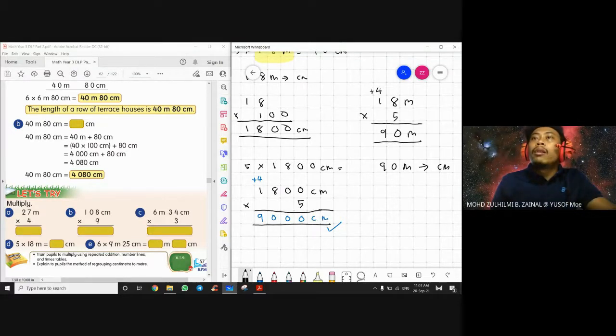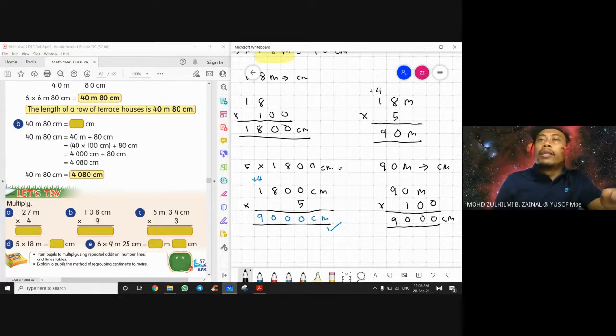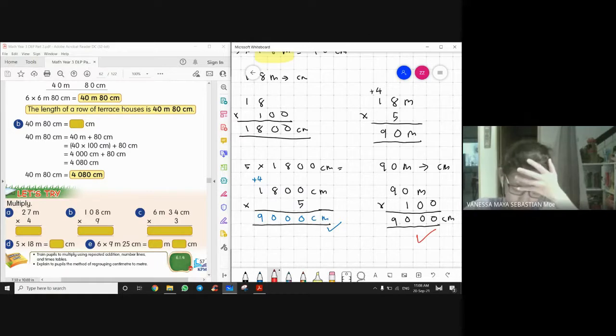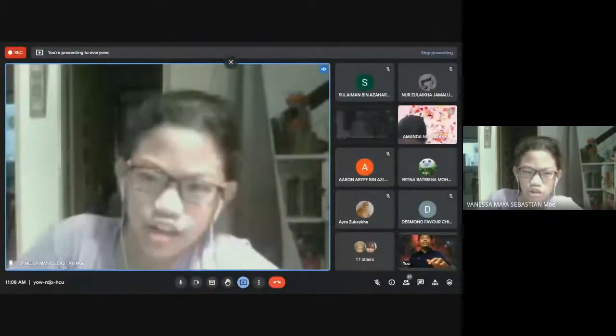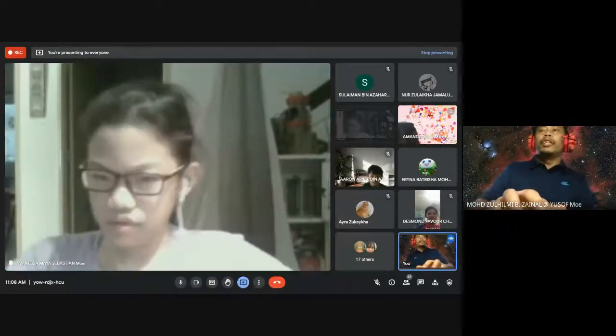So 90 meters times 100. Okay, this one should be centimeters lah. 9,000. Same, okay, same answer you will get. Number 18. So I just times it 100. Yes, 1,100 because 1 meter is equal to 100 centimeters.